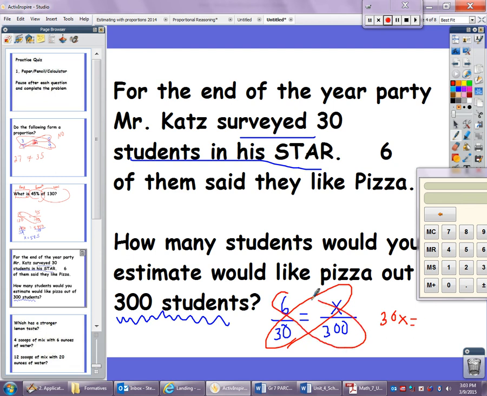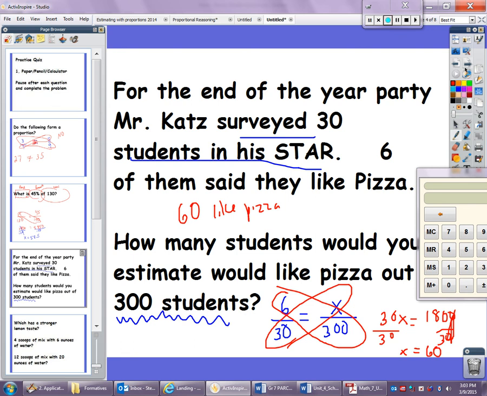6 times 300 is 1,800. And then if I divide both sides by 30 so I can find out what x is going to equal, cross those zeros out, 60. So that would mean that if I asked 300 students, I would estimate that 60 would say they like pizza.